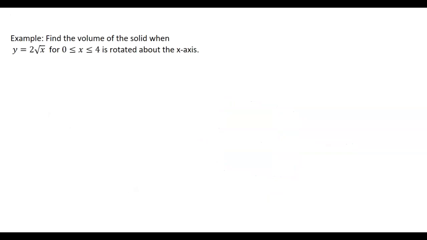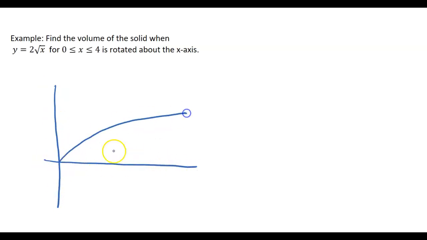So what if we have the curve y equals 2 root x? So it looks roughly like this, from 0 to 4. So this point is at 4 comma 2 square root of 4, which would be 2 times 2, which is 4, 4 comma 4. Okay. And what happens if we rotate this around the x-axis?